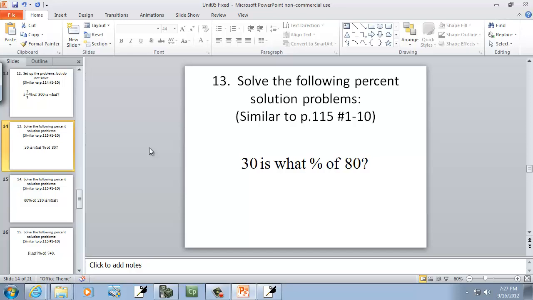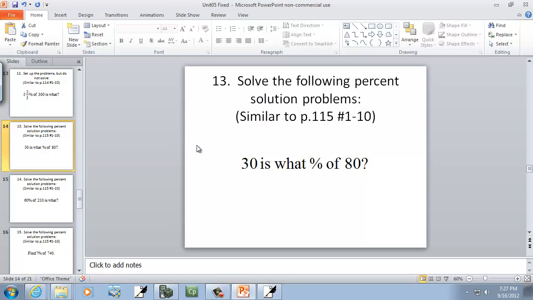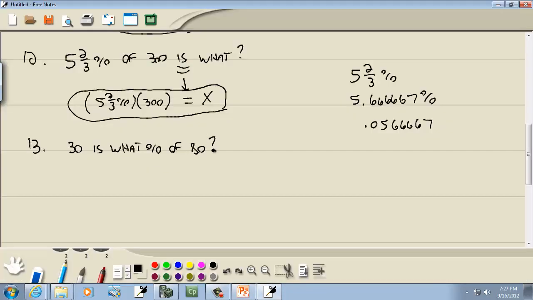Well, these next problems are actually asking us to solve them. So let's do that. 30 is what percent of 80? Well, the is our equals. Put 30 there. What percent of? The of is our times. The what percent is going to be our x, and then the of 80, that's times 80.